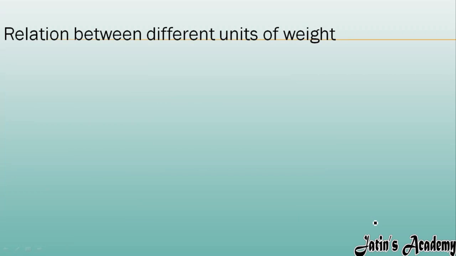Okay. So next we have the relation between different units of weight. As we have learned, the SI unit of weight is Newton. Afterwards we learned kilogram force or kilogram weight. So now we are going to see the relation between different units of weight. First is the relation between kilogram force and kilogram weight. 1 kilogram force is equal to 1 kilogram weight. Kilogram force and kilogram weight are both the same. Here force is nothing but weight only. And they both equal 9.8 Newton.